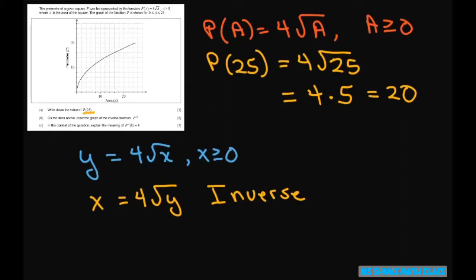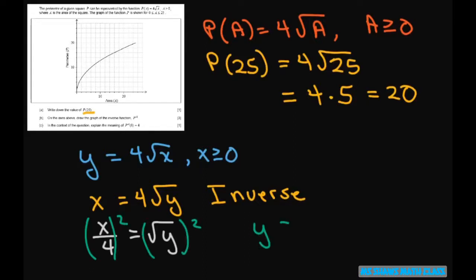To make it easier, though, we're going to make y the subject. So solve for y. Divide both sides by 4, and then you square both sides. So if you square both sides, you're going to get y equals x squared divided by 16. And that is your inverse. And we're going to actually use this a little bit to explain C. So let's go to the graph.